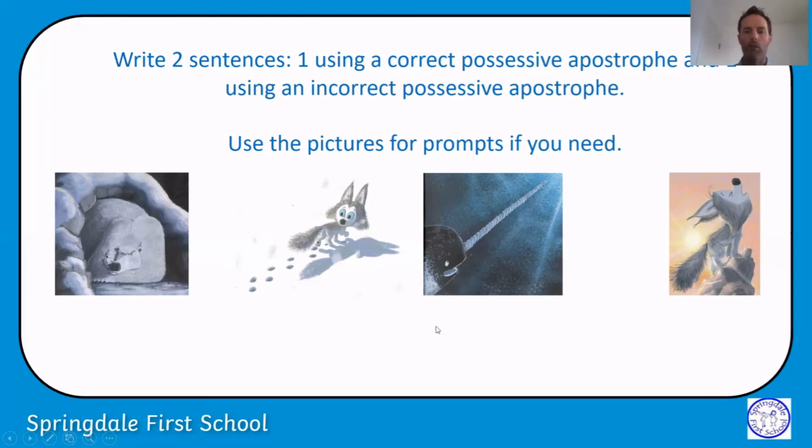So try to write a sentence that is correct, using a possessive apostrophe, and one that's incorrect, where you're not using the apostrophe correctly, where it's just a plural, and see if you can find someone to spot your mistake. Okay, good luck. Pause the video here while you do that, and then I'll see you in a second.